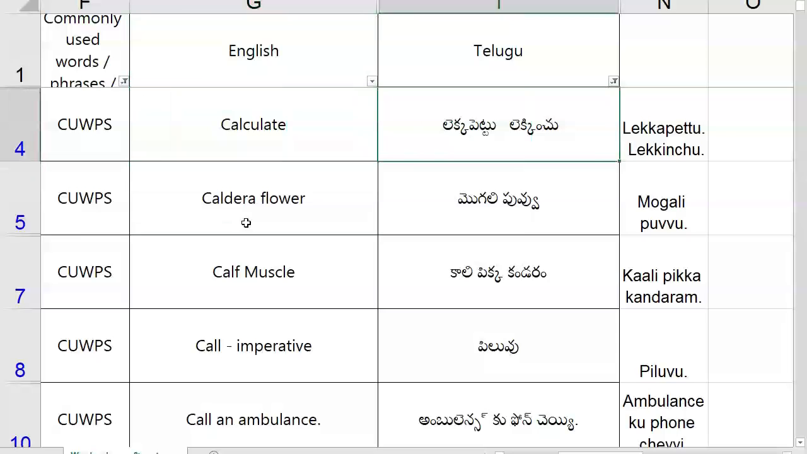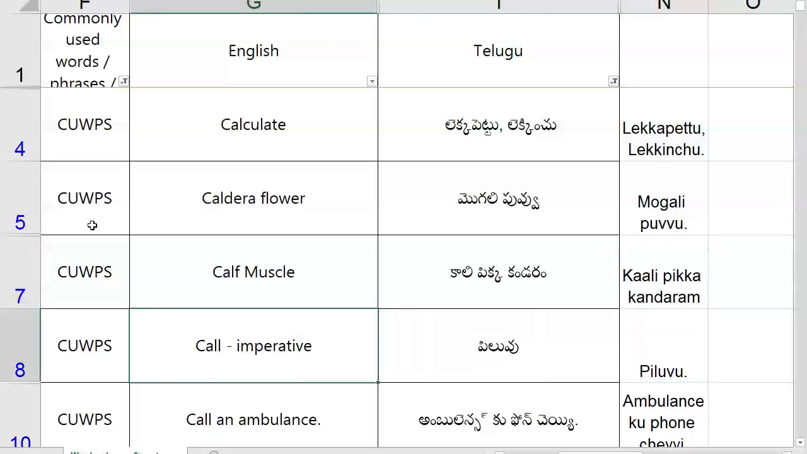Calculate means lekkapettu or lekkinchu. Lekkinchu is less used. Most of the time we use lekkapettu. For example, calculate the amount, dabbulu lekkapettu. That means calculate the money. So it is a verb as well as imperative. This is mogali puvu, caldera flower. Calf muzzle means kali pikka kandaram.